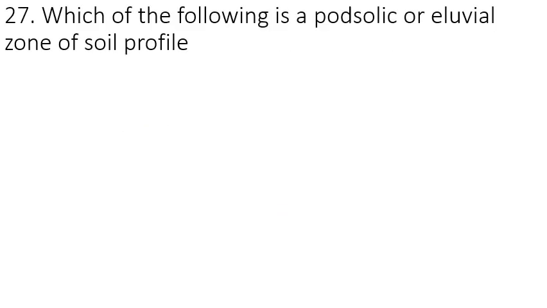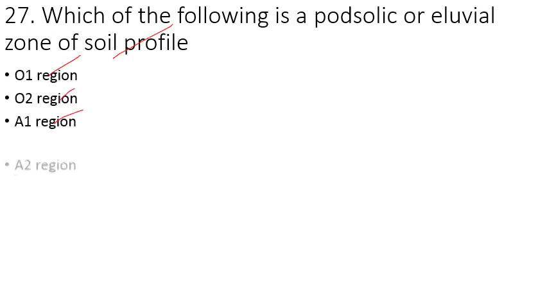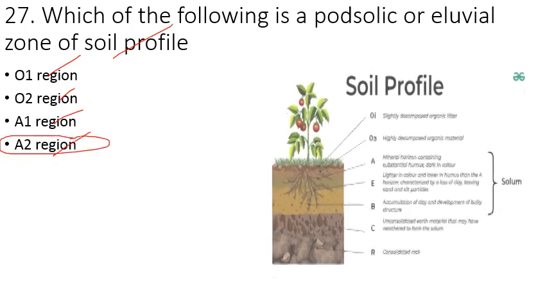The next question is from Ecology. Which of the following is a podsolic or alluvial zone of the soil profile? So our options are O1 region, O2 region, A1 region, or A2 region. So its right answer is A2 region, that is also known as zone of alluviation or leaching.